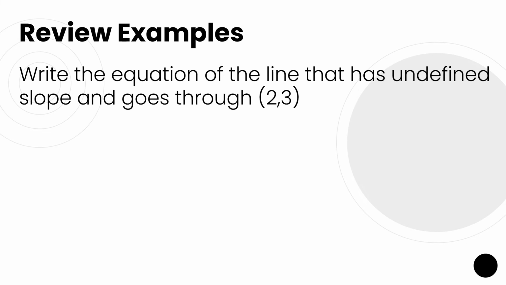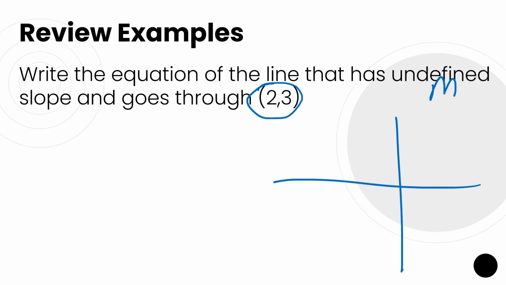Let's look at a couple review examples as well. Some of these might be in your notes, so make sure you are filling in accordingly. We're going to write the equation of a line that has undefined slope and goes through this point. Ooh, undefined is special. I'm visual. I'm going to draw a quick sketch. 2, 3.